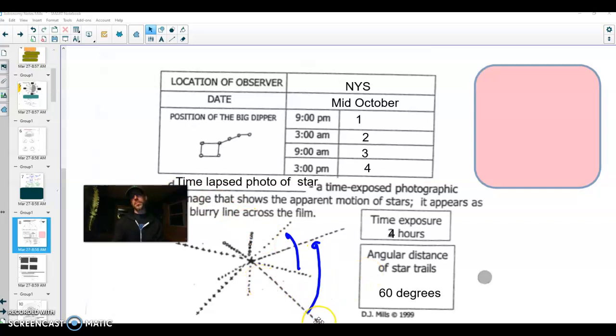So they'll give this to you sometimes. They'll say, all right, here's a star trail here. Here it is 4 hours later. How much did those star trails move? Well, it's 15 degrees per hour, so we're just going to take however many hours they gave us. In this case, it was 4. 4 times 15 is 60, and that's where we get the angular distance to the stars.